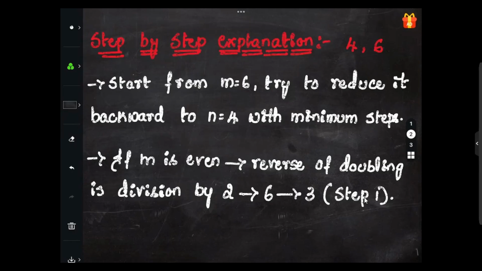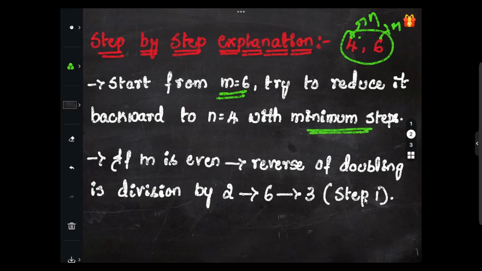Here we have the input 4 and 6. We'll be considering the same thing, right? So we'll start from m equals 6. So m we have 6 here and n we have 4 here. We'll try to reduce it backward to n equals 4 with minimum steps, right? So that's what we'll be doing. We are going with the greedy approach.